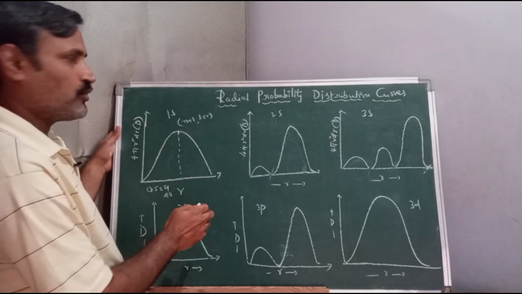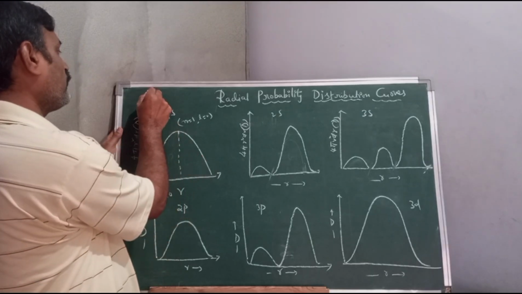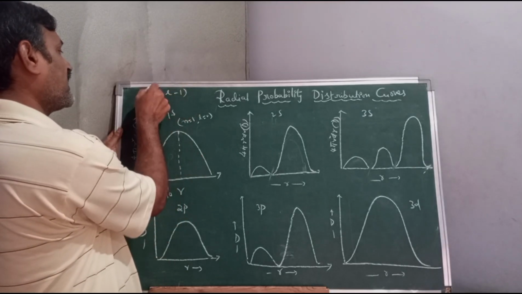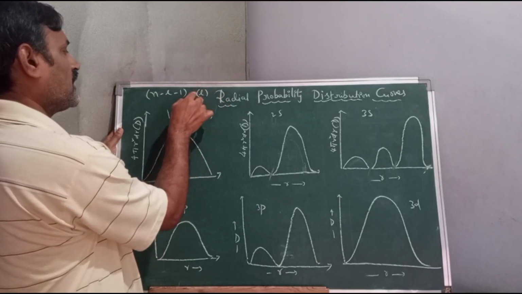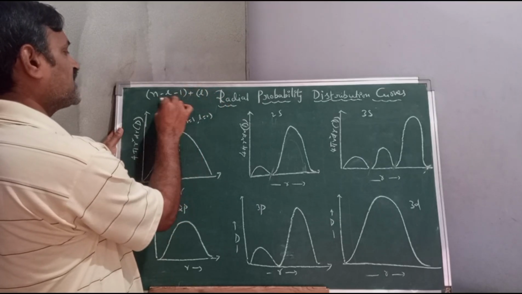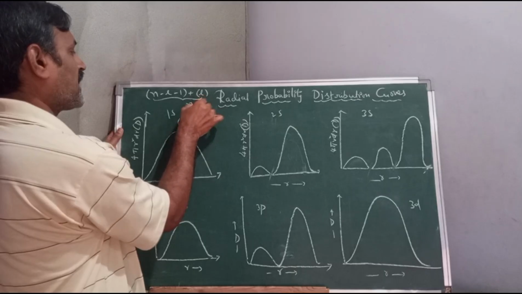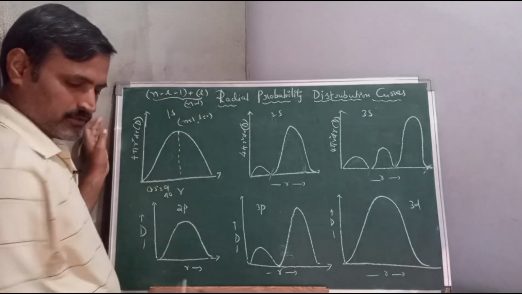If you want to calculate radial nodes, the formula is n minus L minus 1, and the angular nodes formula is L. If you total these two, the total number of nodes becomes n minus 1 only. This is all you need to prepare.